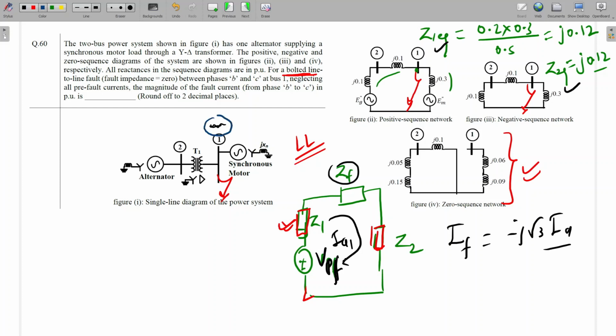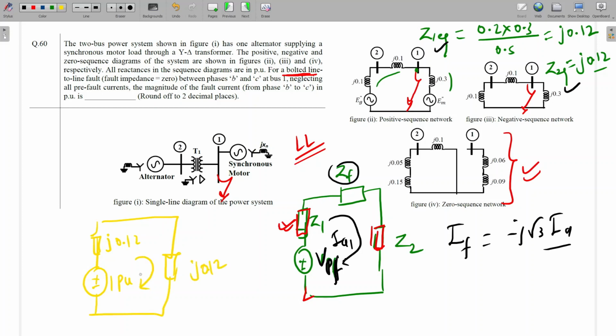While calculating the pre-fault voltage, we take the pre-fault condition: before the fault, the voltage of this bus 1 will be 0.9 per unit. So for fault calculation, here we have to put 0.9. But since they have told that pre-fault conditions are neglected, the bus voltage will be 1 per unit only. So what will be the final circuit? Here it will be plus minus 1 per unit, and here it will be J 0.12 and here also J 0.12.